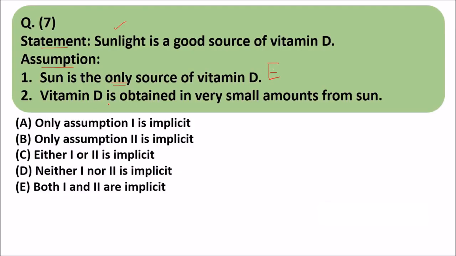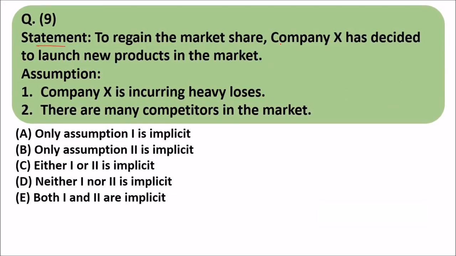Moving on to the second one, vitamin D is obtained in very small amounts from the sun. The statement says sunlight is a good source of vitamin D. And the assumption says it is obtained in very small amounts. Going against the statement means explicit assumption. So neither 1 nor 2 is implicit. Have you understood how this goes against the statement? Because over here they say small amount and here they are saying good source. So it is exactly opposite to the statement. So it is explicit.